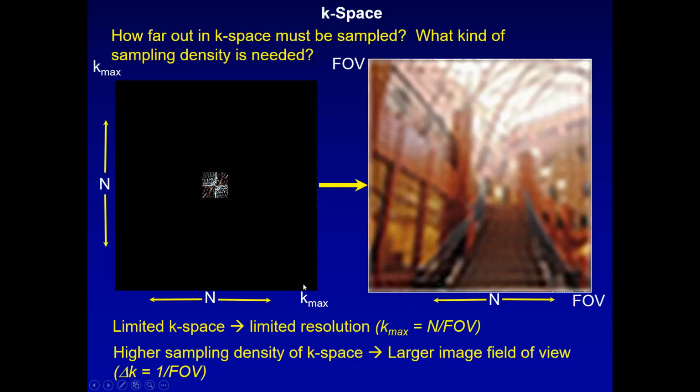If we want higher resolution, we have to go farther out in K-space. K max has to be bigger. We go to higher sampling density of K-space. That increases our field of view. So the spacing between each of the samples here is 1 over the field of view. If you sample very broadly, then delta K is bigger and the field of view will be smaller. If you want a very large field of view, you need to sample a lot of points.